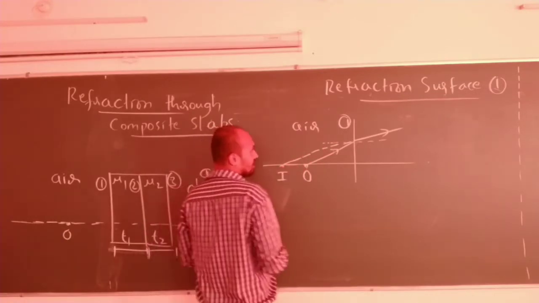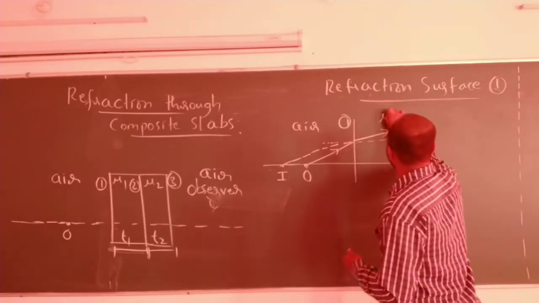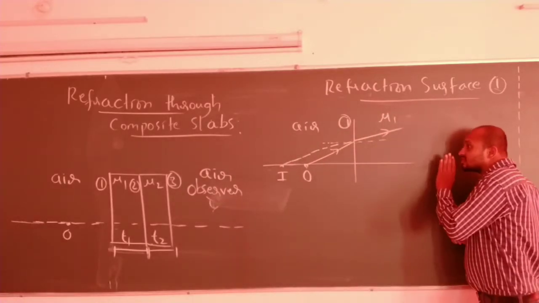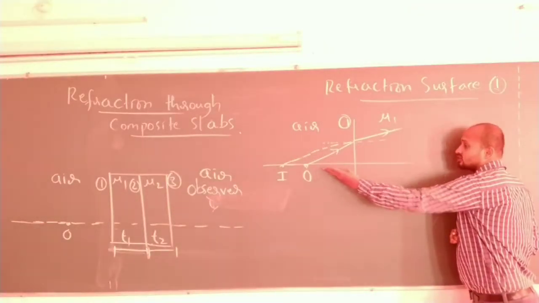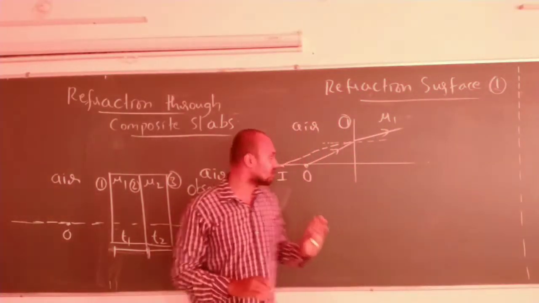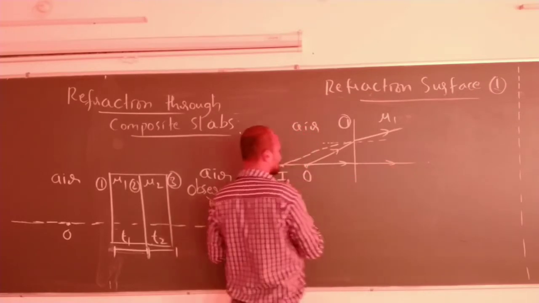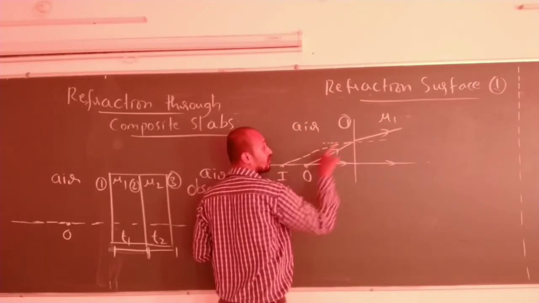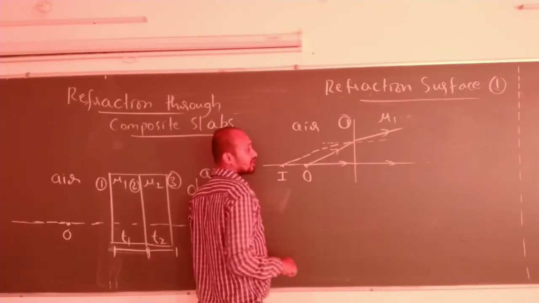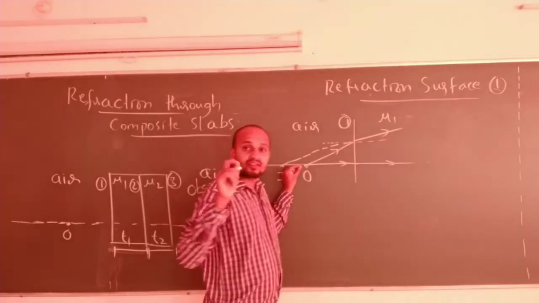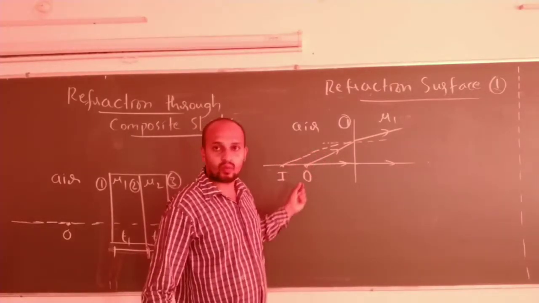Let us take this example. If a person is there in mu1 and is observing this object, generally what happens? Two rays will go. Another ray will pass like this. One ray is passing like this from the object. So, wherever the coinciding point of incident rays, we call what?